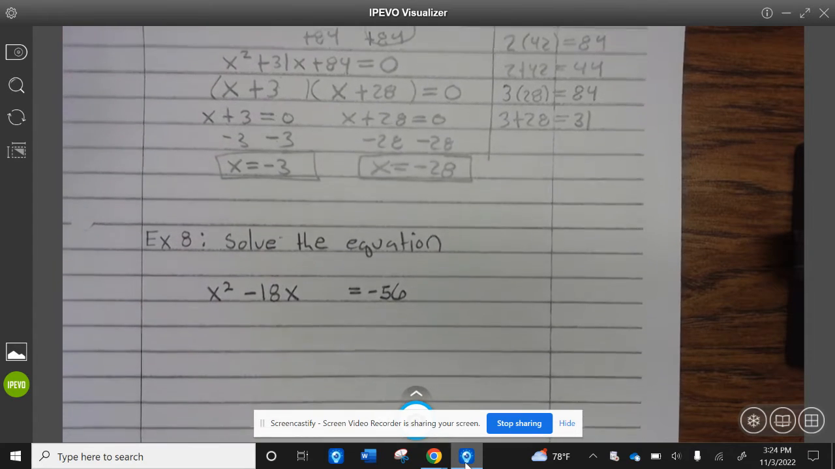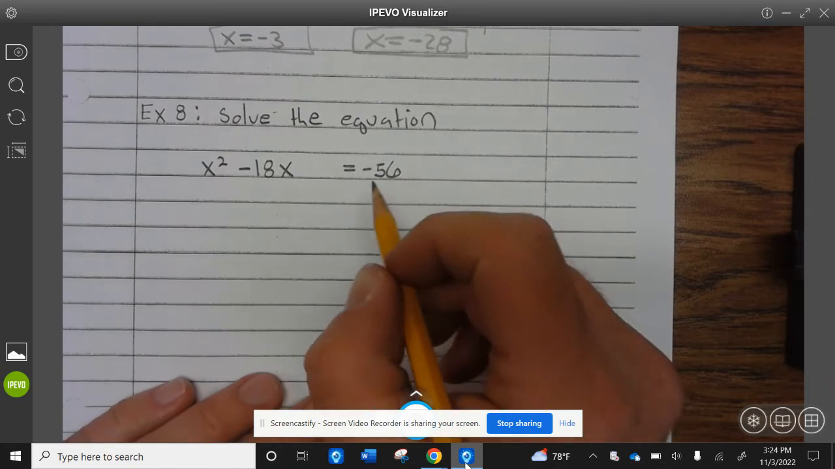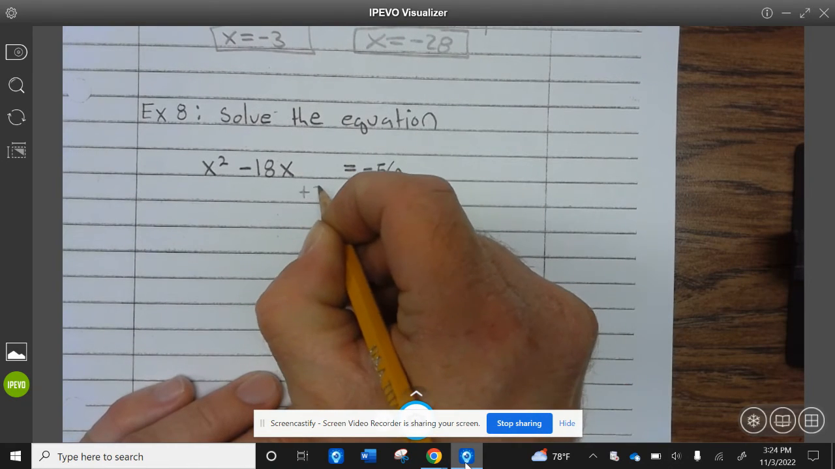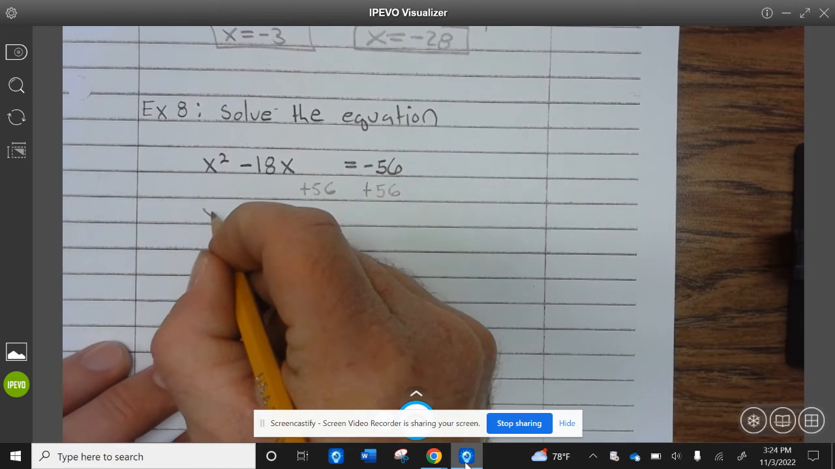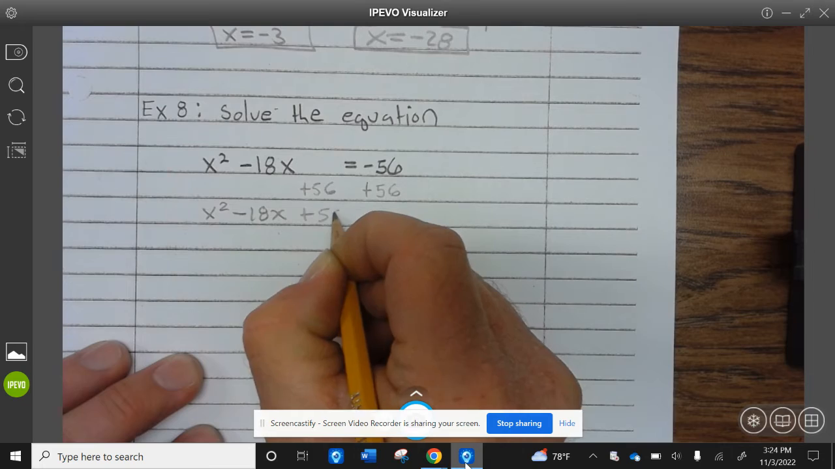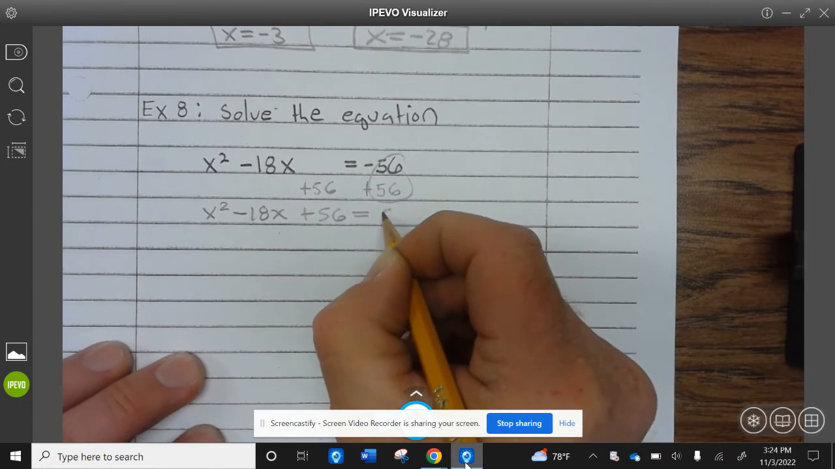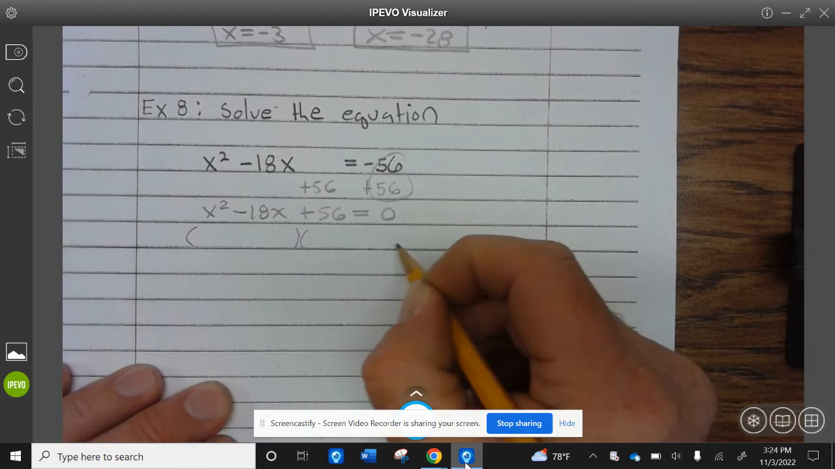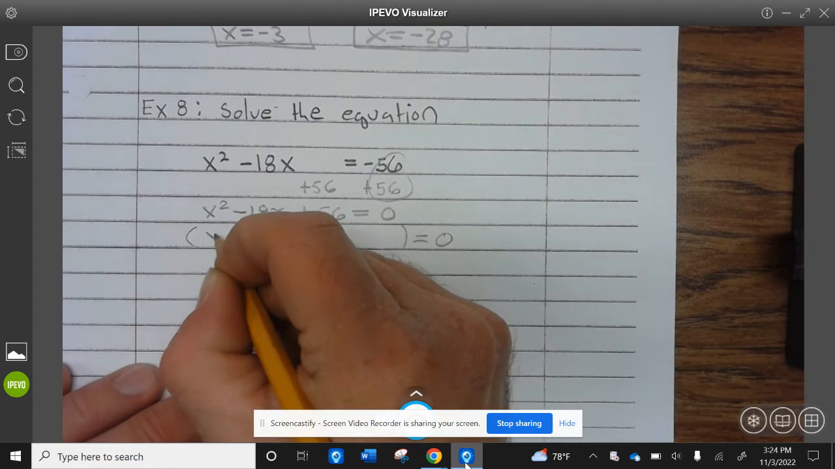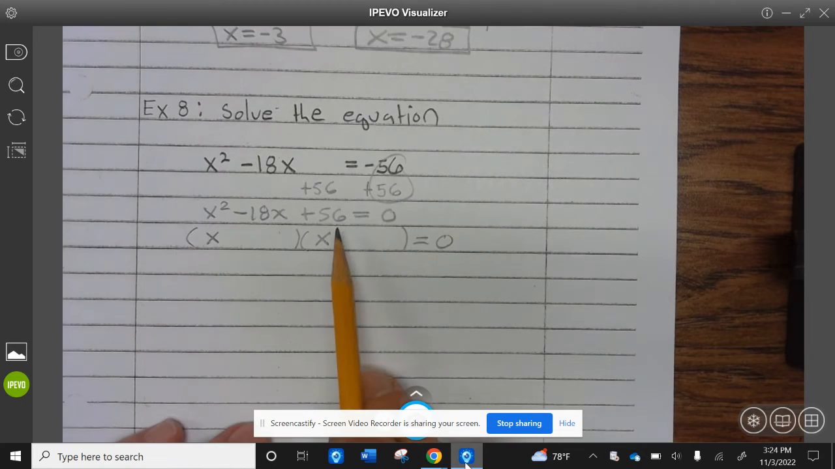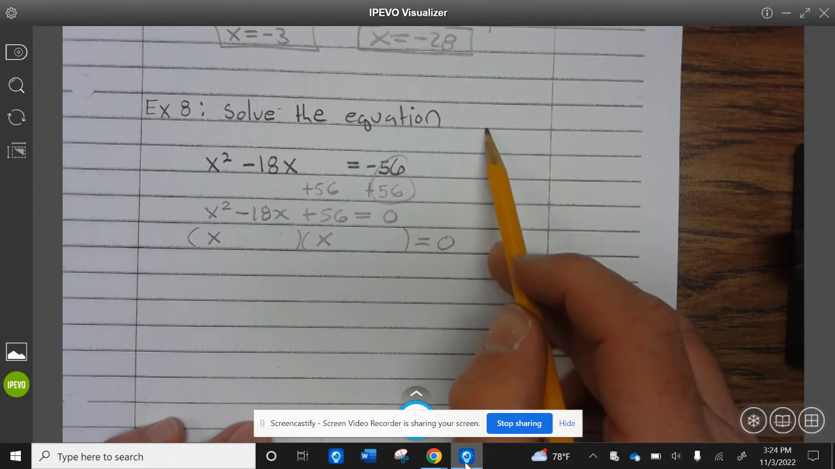All right, let's take a look at example 8. So again, to solve, we need to move everything to the left side. So we're going to add 56 to both sides. So you get x squared minus 18x plus 56 equal to 0. Now, 2 parentheses. We know x and x makes x squared. Now we need to figure out what numbers multiply to give you 56 combined to be negative 18.